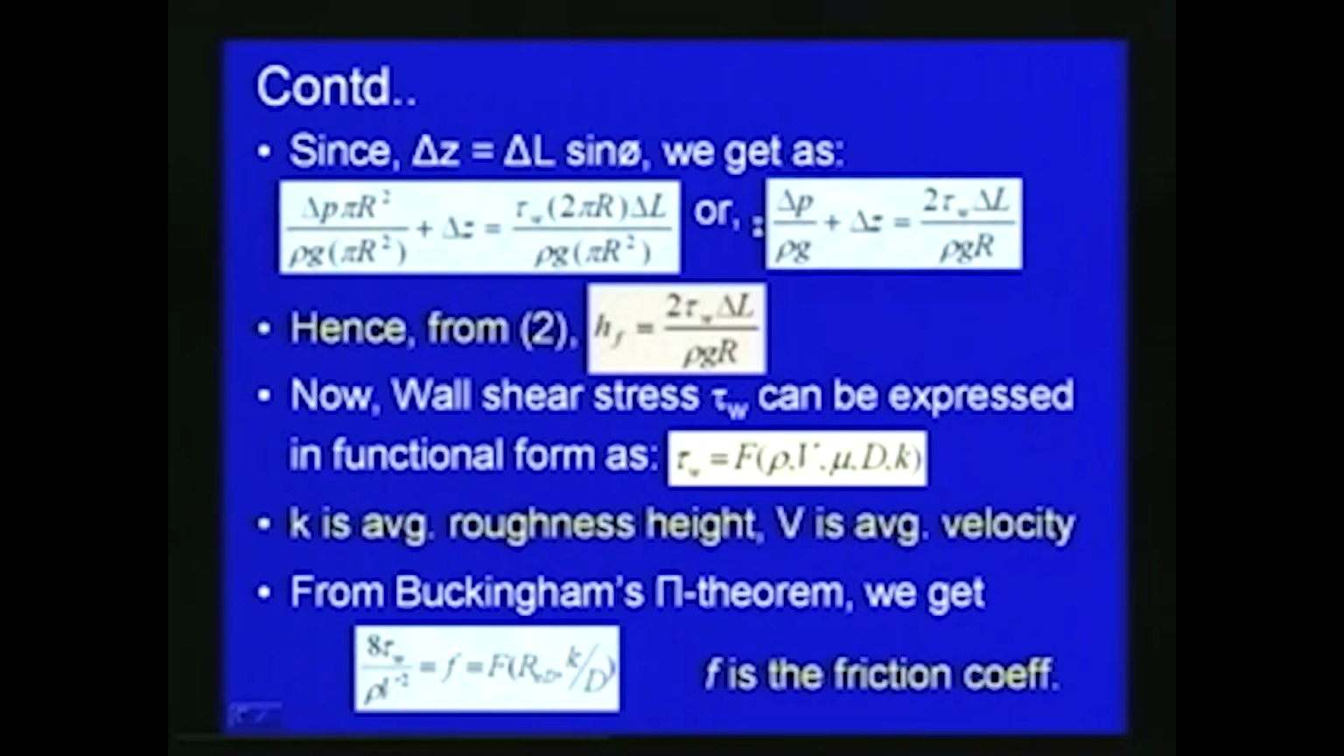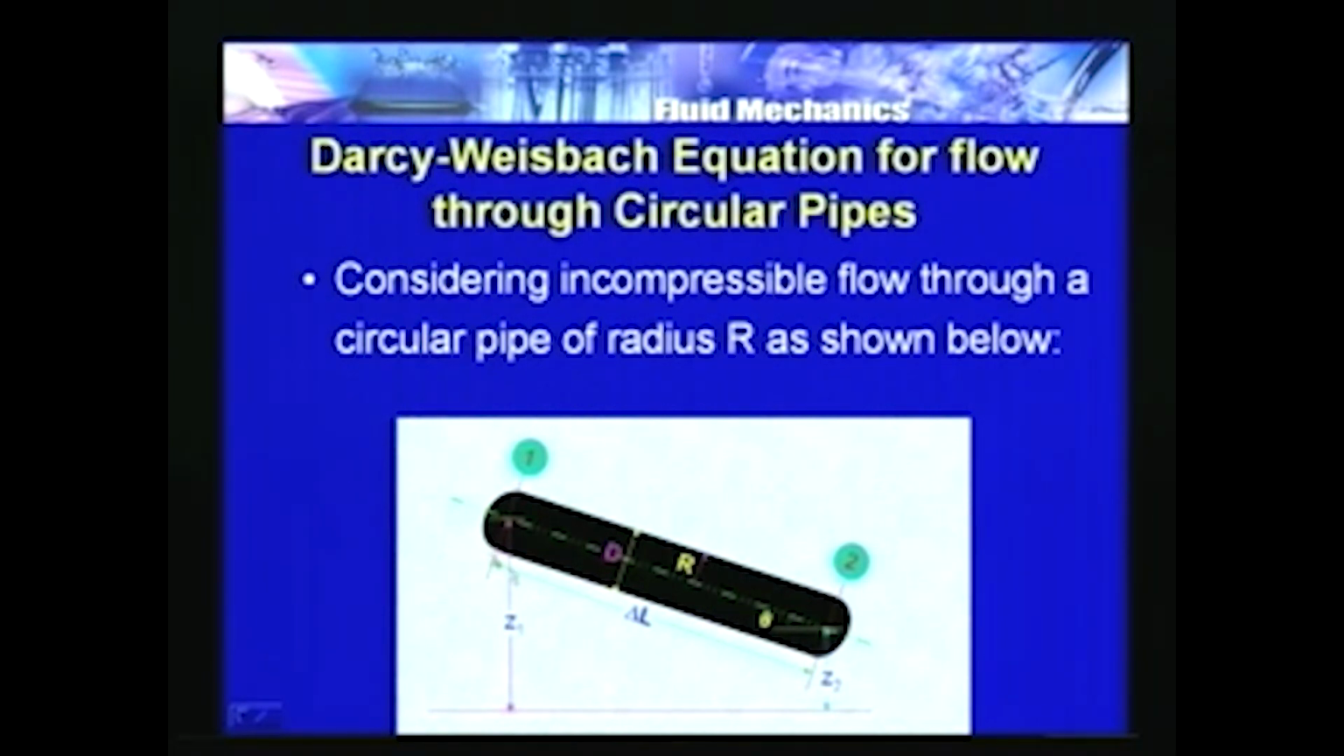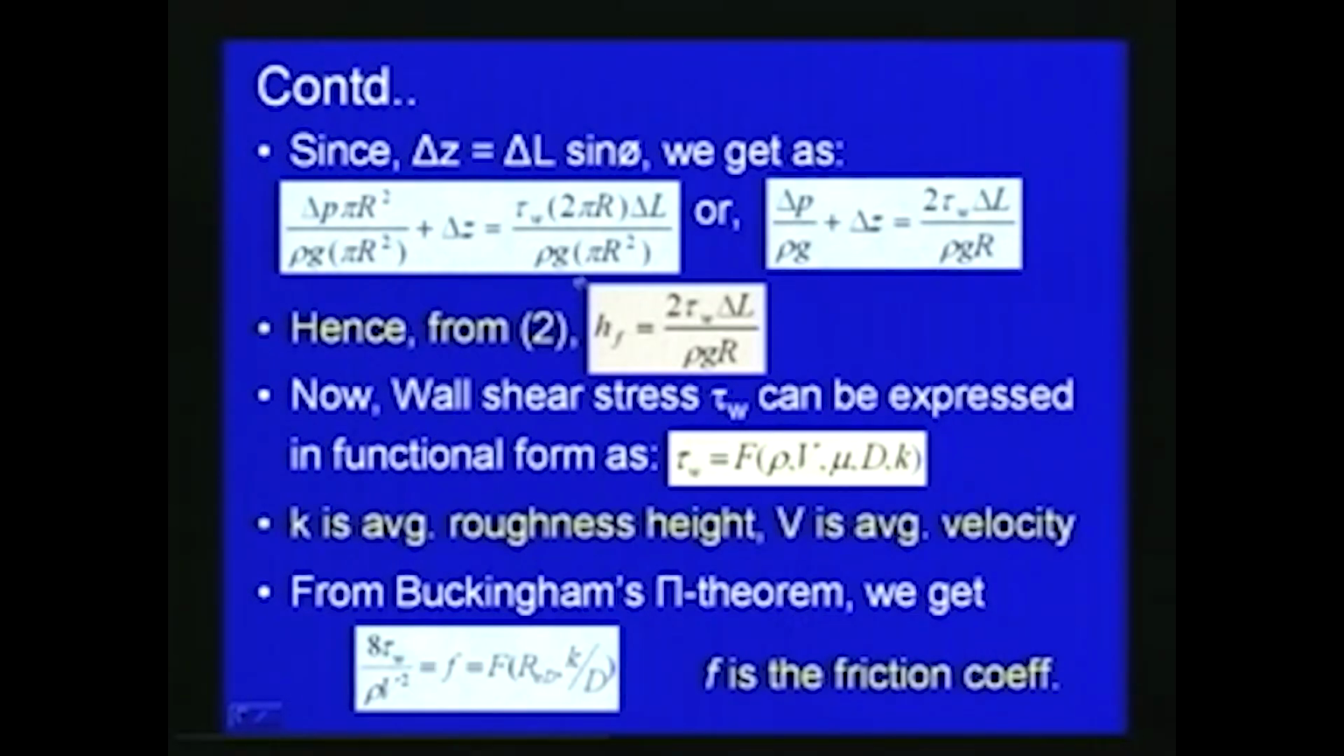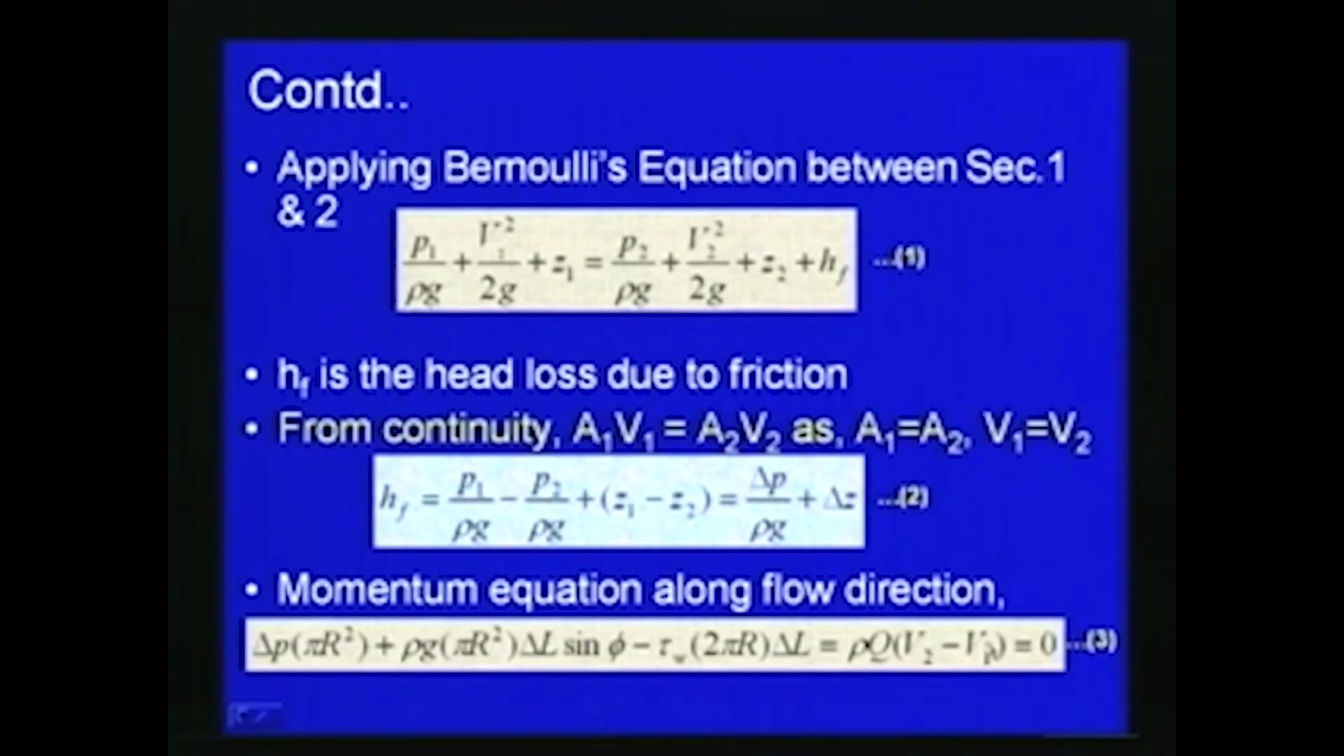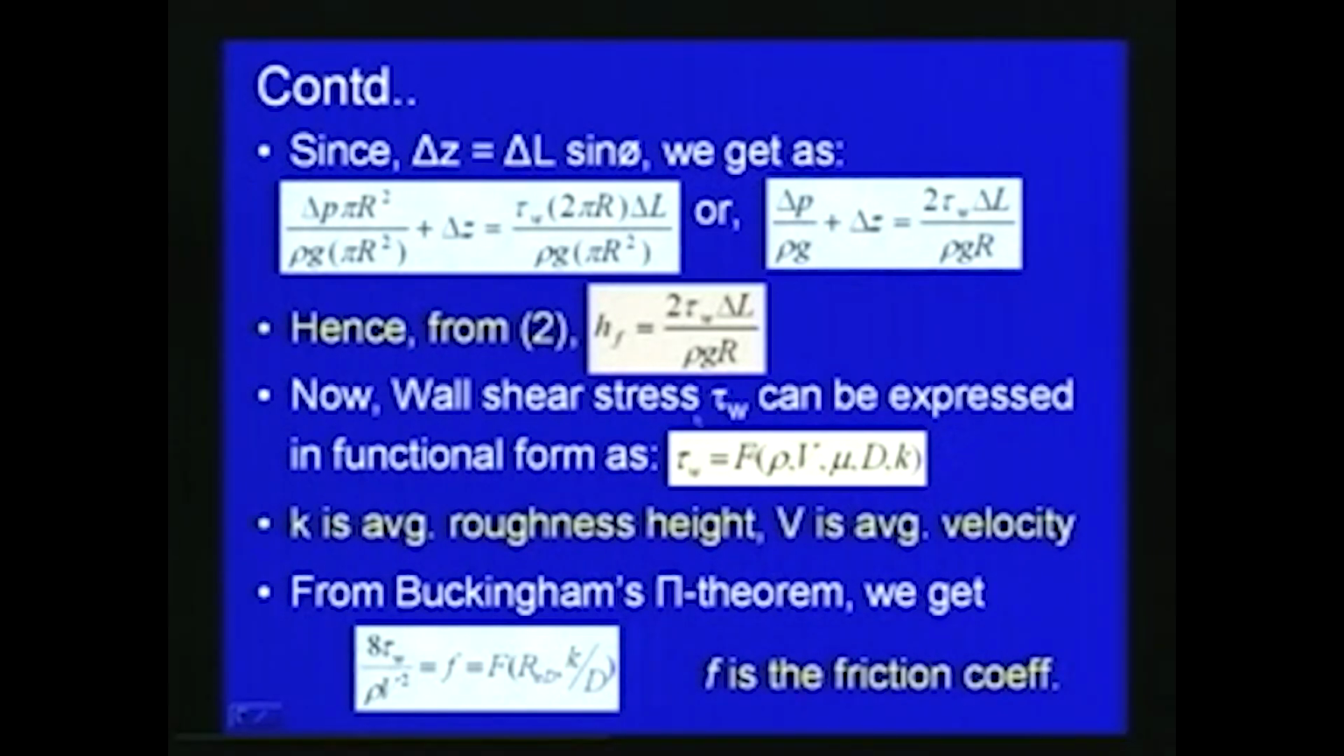Now, with respect to this figure, this delta L is this length. So Z1 minus Z2, that means delta Z, we can write as delta Z is equal to delta L sin phi. After putting delta Z equal to delta L sin phi in equation number 3, we get delta P into pi r square divided by rho g pi r square, plus delta Z, is equal to tau w into 2 pi r delta L divided by rho g pi r square, where tau w is the wall shear stress.